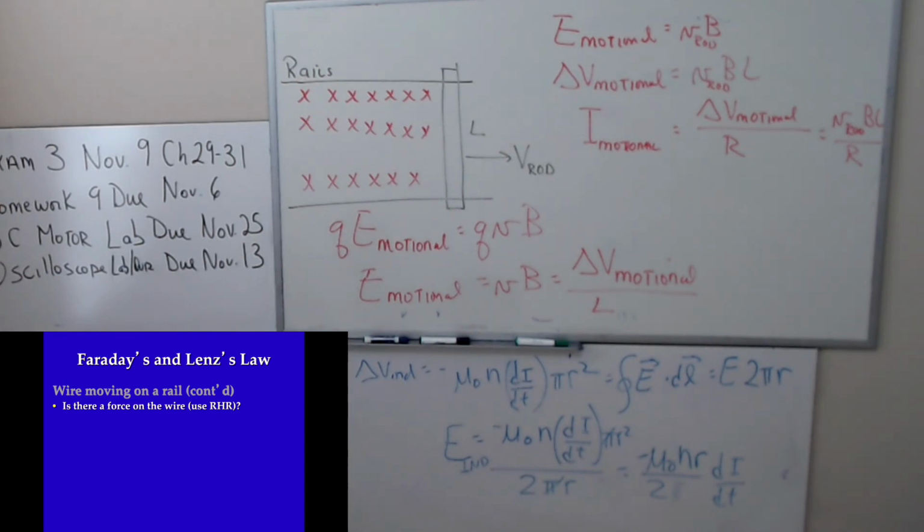I have electrical energy in the circuit. Where does it come from? Well, it comes from the kinetic energy of the rod. So what's going to happen is the rod's going to want to slow down. I'm converting kinetic energy into electrical energy in this particular case. And so the rod will slow down.